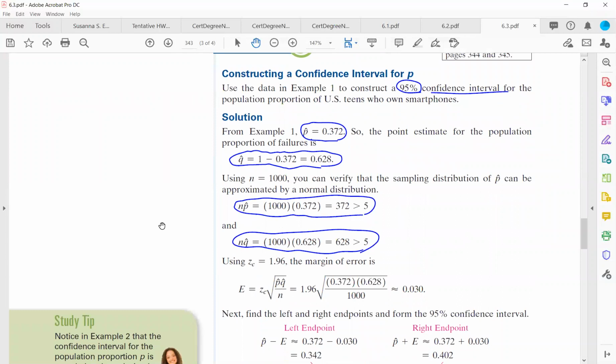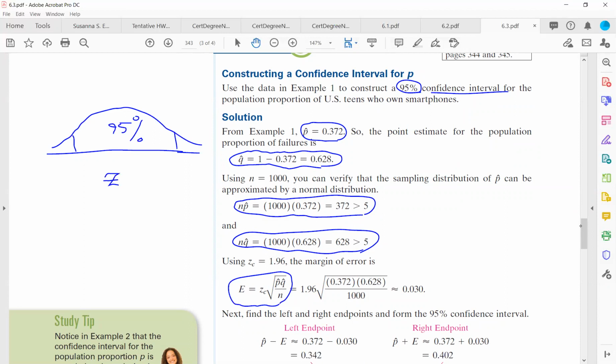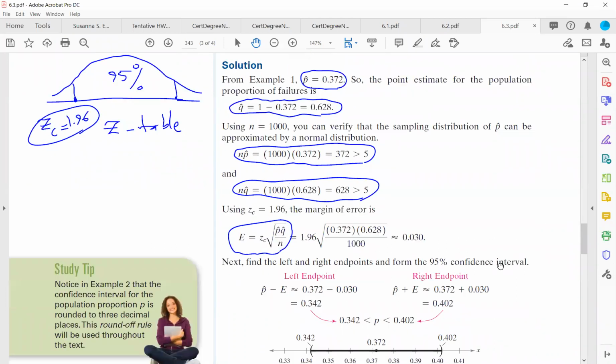And now we form the margin of error. Remember that for a 95% confidence level, we use the Z table. So your z_c is equal to 1.96. We plug in the values and the outcome is 0.030.